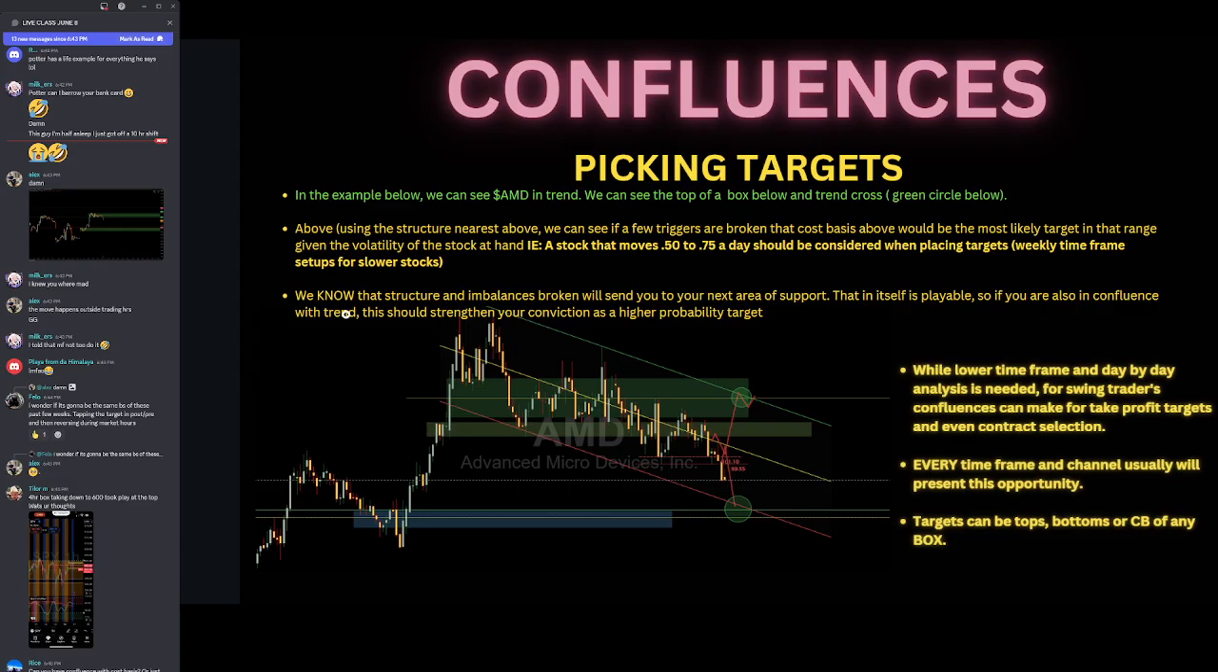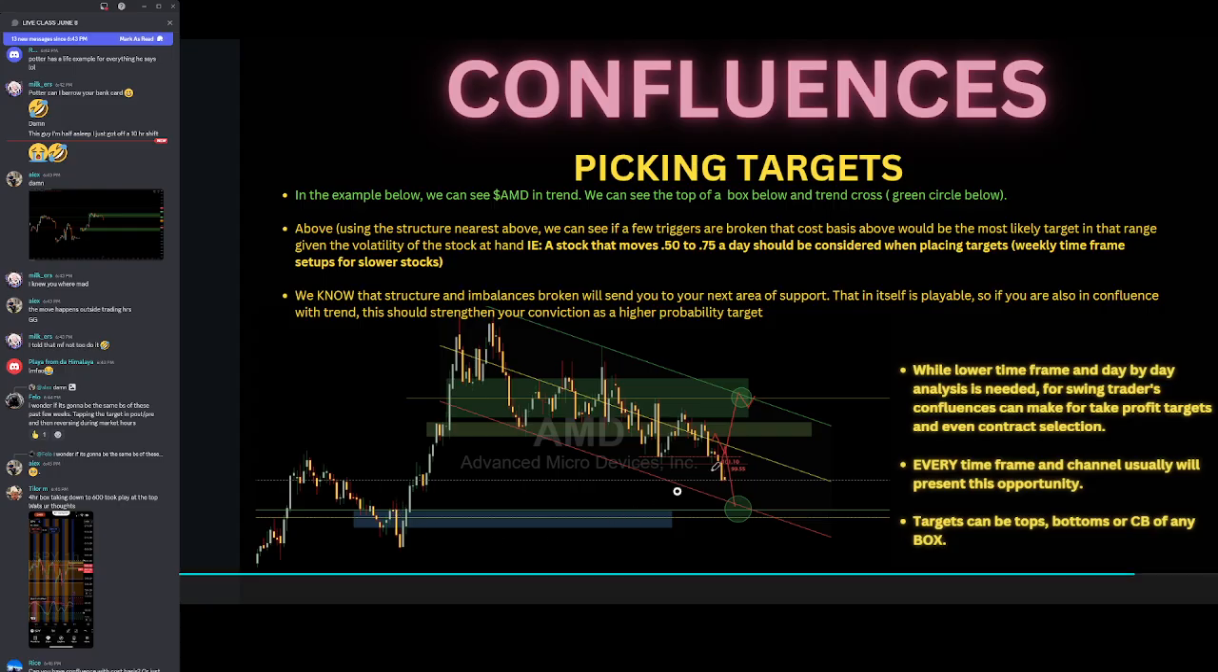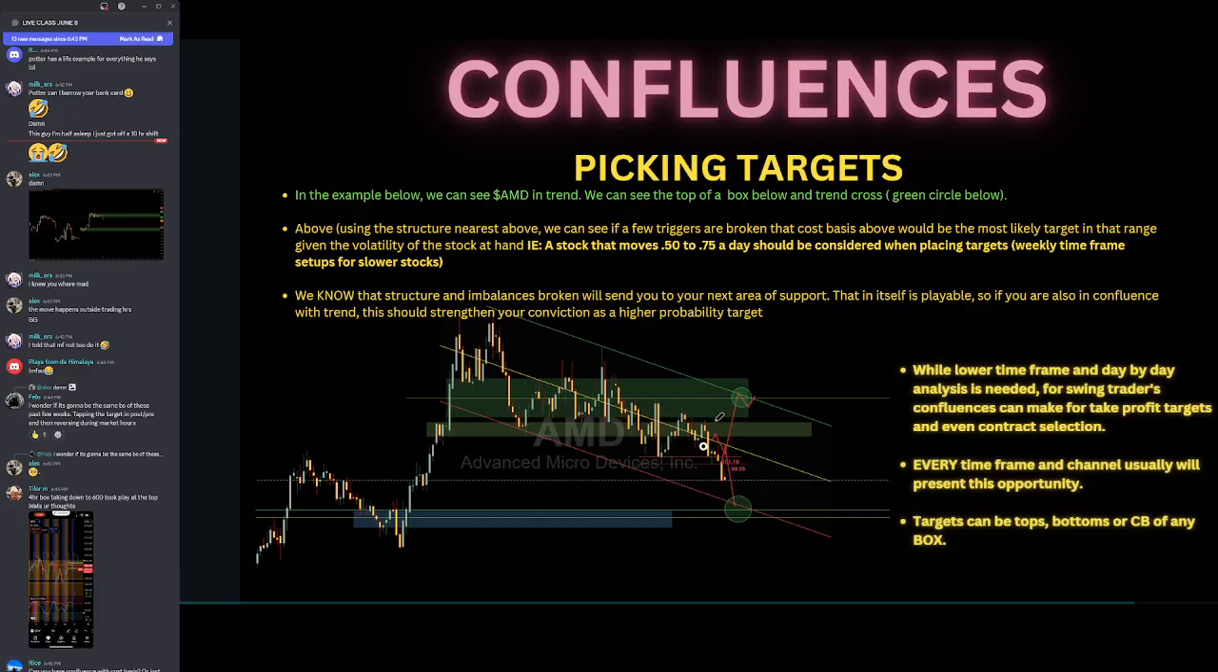So if you are in confluence with trend, this should strengthen your conviction as a high probability target. My point here is that if my channel lines up with my box that I'm targeting to the downside, that's it, right? It doesn't need to be complicated, but also that 1, 2, 3. So if by chance this was to occur now or in a shorter period of time, which obviously not, then that would be our nearest confluence. Now, is that something that more than likely is going to happen with all the structure up above us? Probably not. You're more than likely going to tap something solid like that confluence before you curl back up.